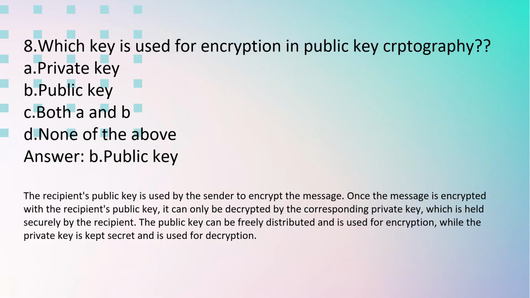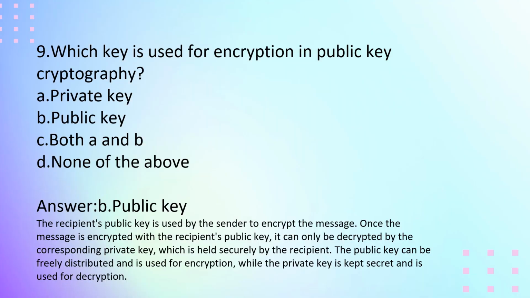Which key is used for encryption in public key cryptography? And the correct option is B. Public key. The recipient's public key is used by the sender to encrypt the message. Once the message is encrypted with the recipient's public key, it can only be decrypted by the corresponding private key, which is held securely by the recipient. The public key can be freely distributed and is used for encryption, while the private key is kept secret and is used for decryption.